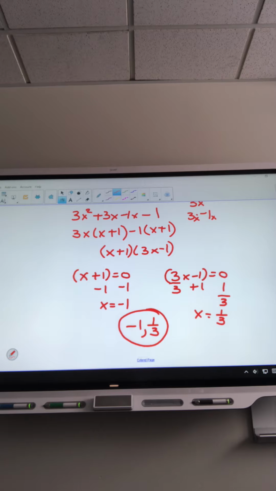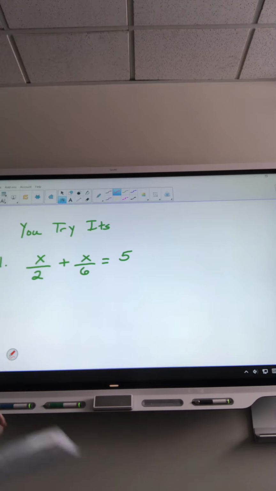Okay, so now for the U-Try-Its. I'm going to take a little bit more time doing these than I did before, because I think I went a little bit fast. For number 1, first of all, the solution should be x is equal to 15/2. So if you didn't get 15/2, then you probably should really listen to this one.